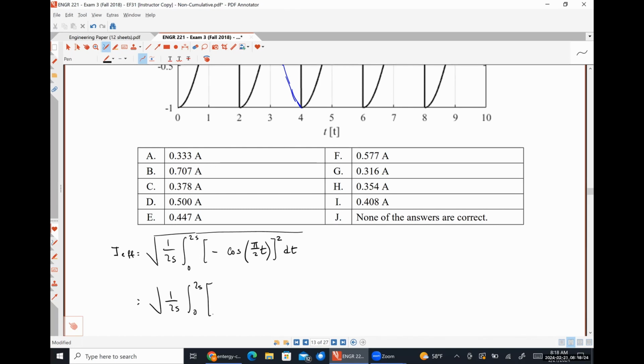I know the trig identity that I'm about to apply is this guy right here. So cosine angle 1 times cosine angle 2 is 1 half cosine angle 1 minus angle 2 plus 1 half cosine angle 1 plus angle 2. My only concern is getting the negative signs and all of that kind of stuff. Correct.